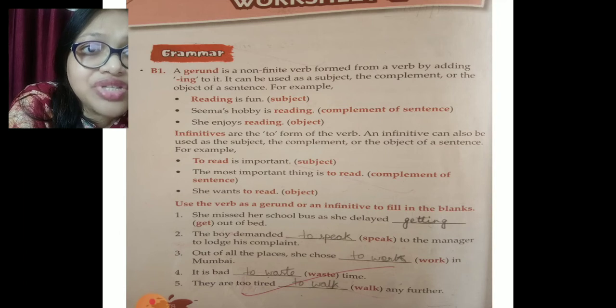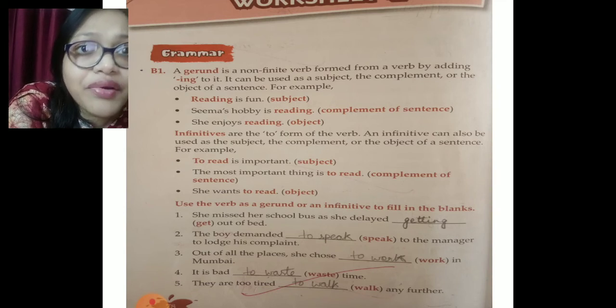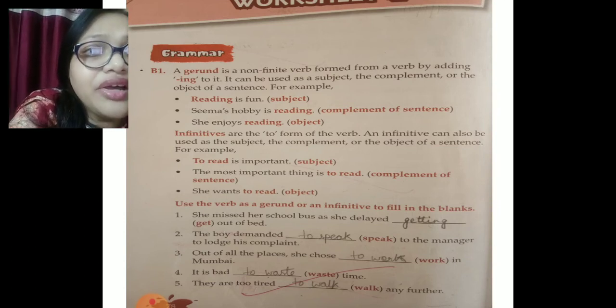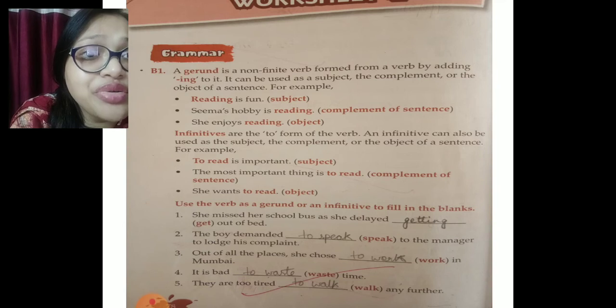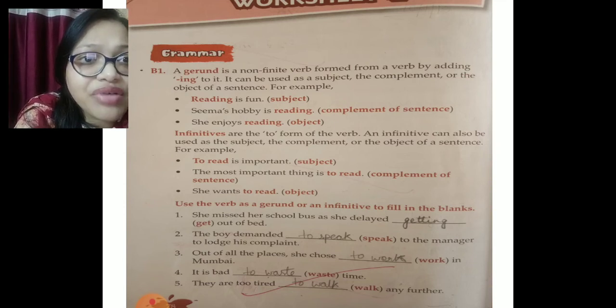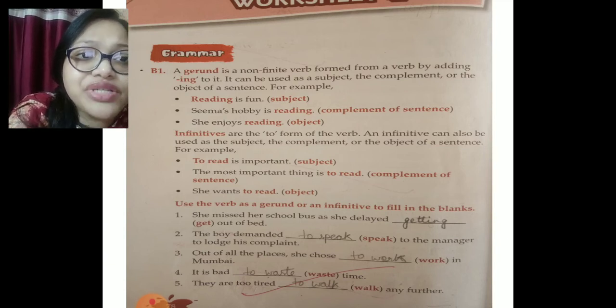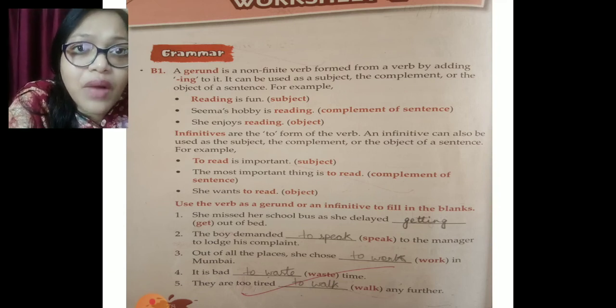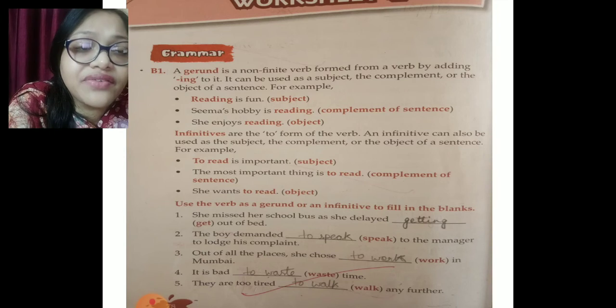So we need to add ing, and for the case of infinitive, we need to add to before the verb. And infinitive can also be used as the subject, the complement, or the object of the sentence. Like, to read is important, reading is fun, is gerund. Now, here you can see how to use the verb as a gerund or an infinitive to fill in the blanks. She missed her school bus as she delayed getting out of bed. The boy demanded to speak to the manager. Likewise, you have to do the rest of the sentences, understanding the requirement as to fill up with gerund or infinitive.